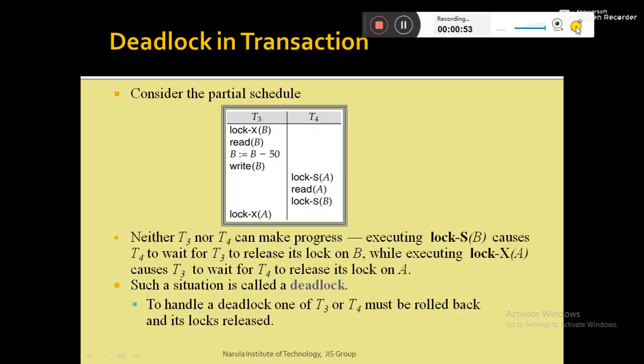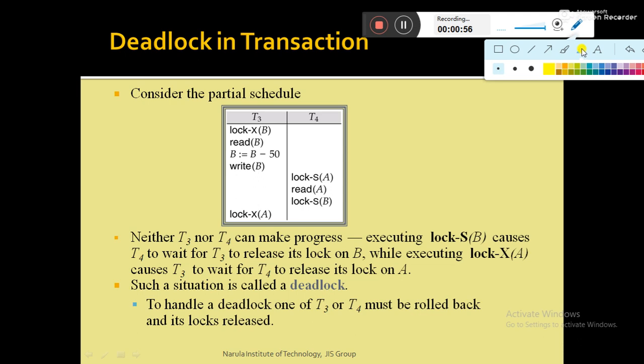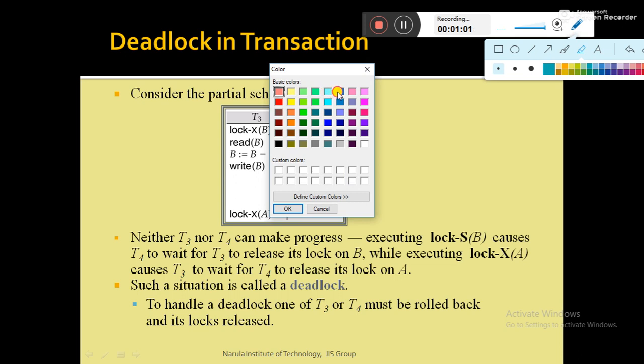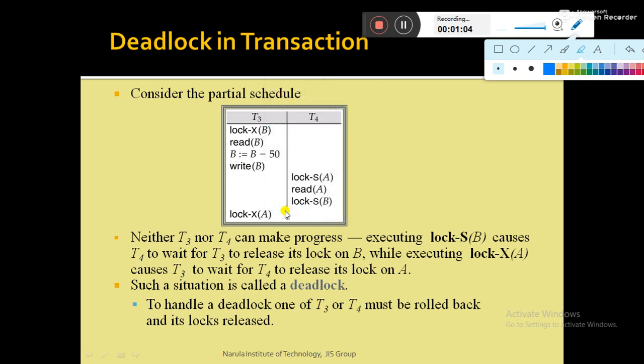So before stating the definition of deadlock, let's take a scenario of when and how deadlock may happen in the system. Consider that partial schedule. From that schedule, we can understand that the system CPU is executing two transactions concurrently, T3 and T4, and T3 and T4 are accessing two data items A and B.